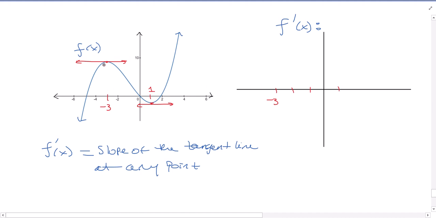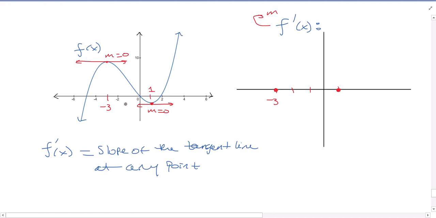And so that gives me a place to start, because then I know, when I'm graphing the derivative, the slope is 0, right? The derivative is giving us the slope. So the slope is 0 at -3, and it is also 0, we have a horizontal tangent line, at x equals 1. So I know that my derivative has to cross the x-axis there. This is where the derivative is 0. Slope of the tangent line is 0.